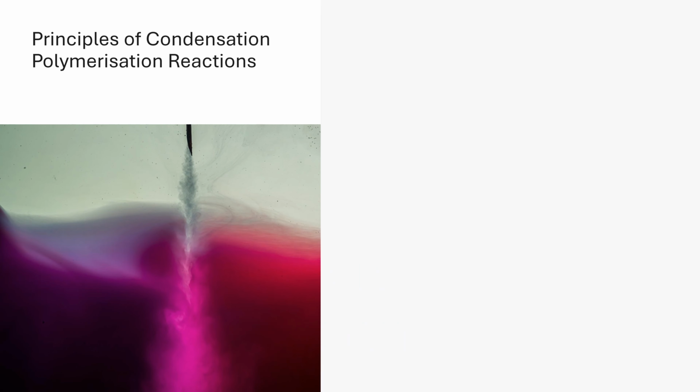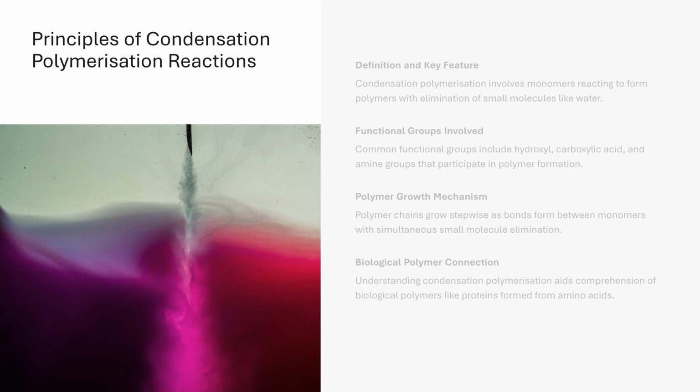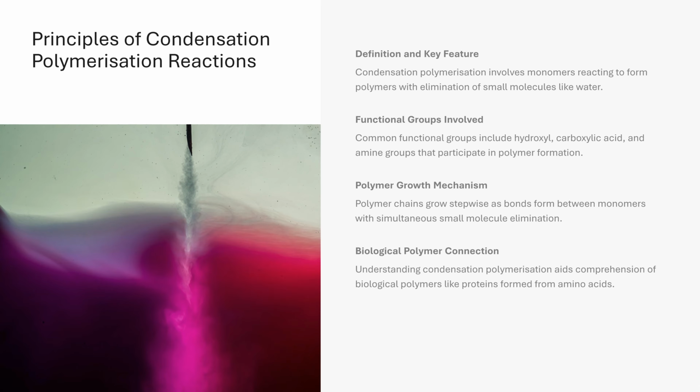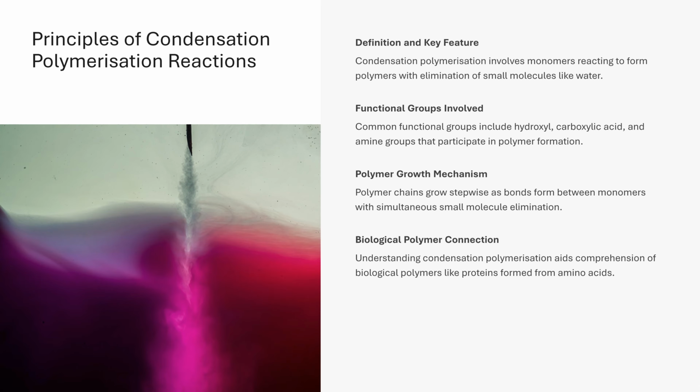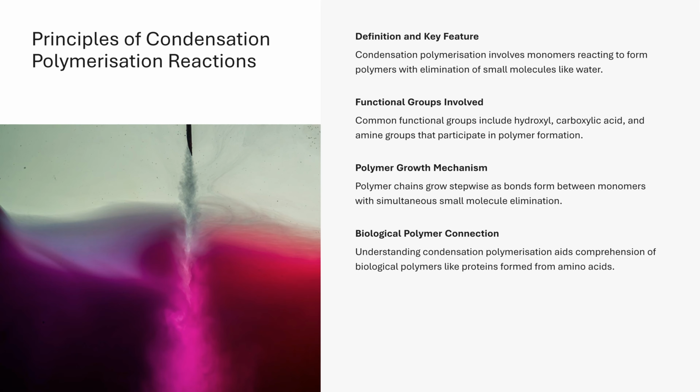Principles of condensation polymerization reactions. Condensation polymerization differs fundamentally from addition polymerization. In condensation polymerization, monomers with two functional groups react together, forming a polymer and releasing a small molecule such as water or hydrogen chloride. This loss of a small molecule is a defining feature and is frequently tested in exams.